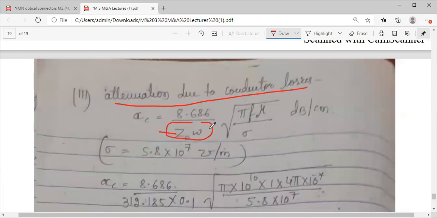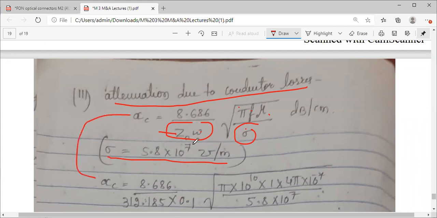So Z naught width is given to you, pi f mu divided by sigma. Sigma is not given to you in the question. So for copper conductor, this is the value: 5.8 into 10 raised to 7. Sometimes it will be given in the question or you need to assume it. So you should be knowing what is sigma for copper. Very common value. Okay, the common conductor is copper only. 5.8 into 10 raised to 7 mho per meter.